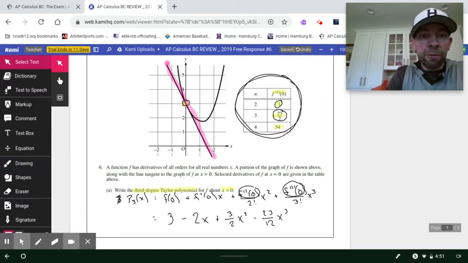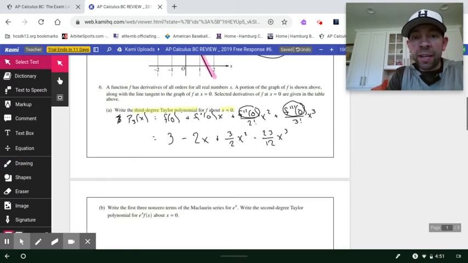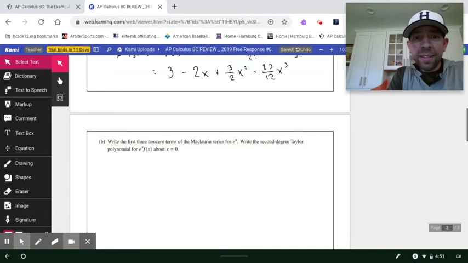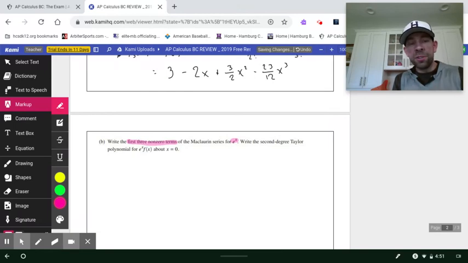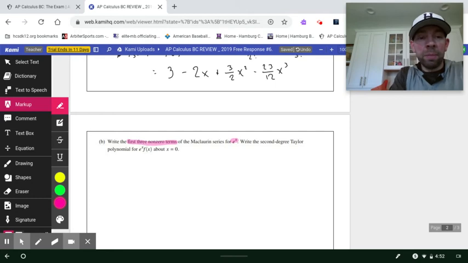So let's shimmy on over to part B and see what they've got us doing next. They said, first and foremost, let's see if we can come up with the first 3 non-zero terms for e to the x. Hopefully this is something you've committed to memory. If you haven't memorized the Maclaurin series for e to the x, all you've got to do is take the first 3 derivatives of e to the x, which don't get any easier than that, and evaluate each one of them at 0 and build that polynomial the same way we did in part A.